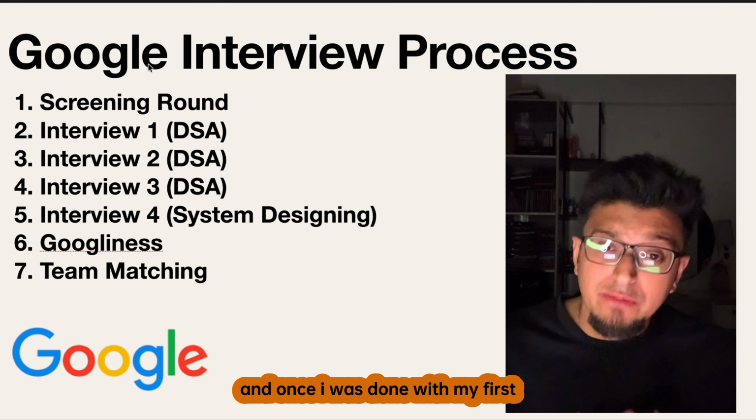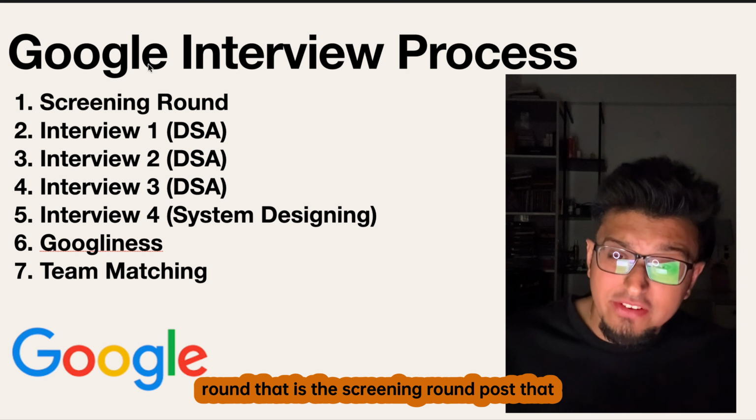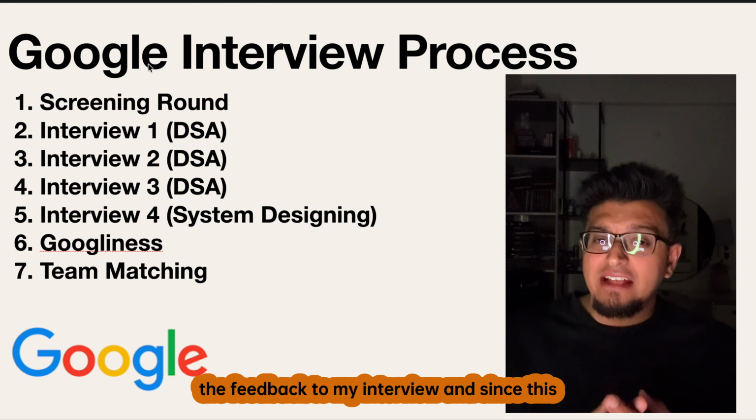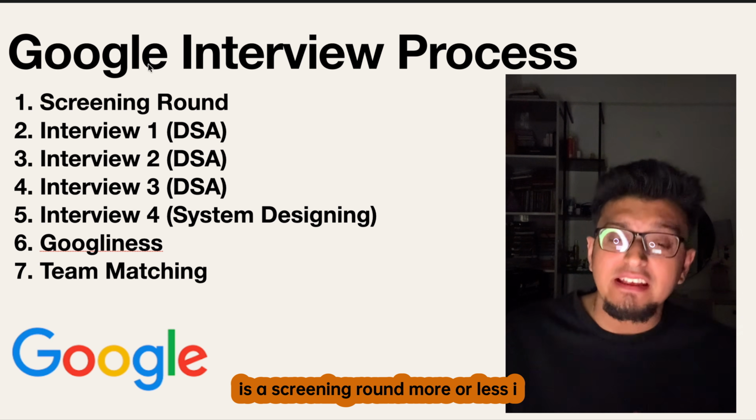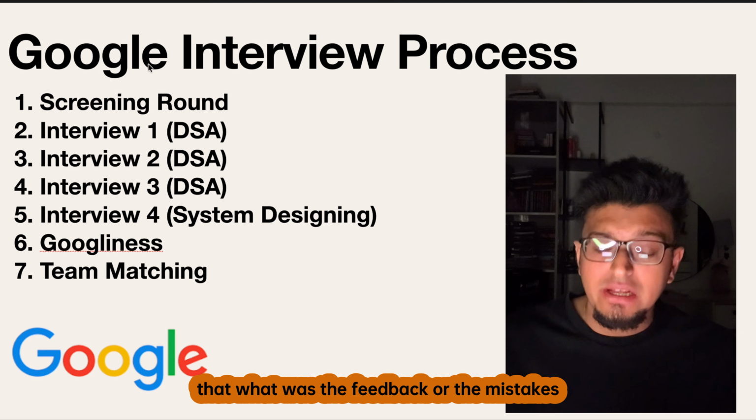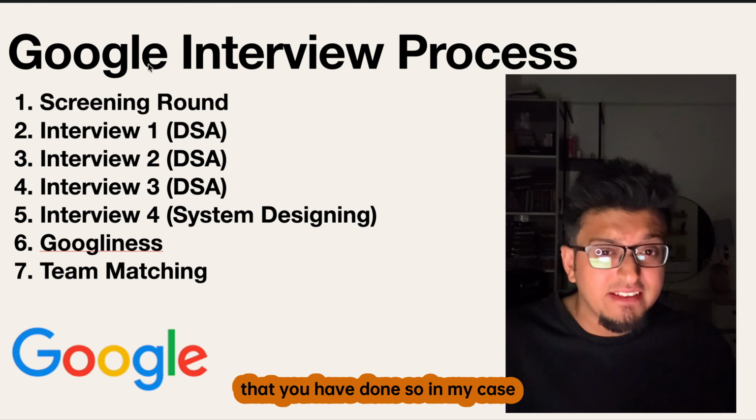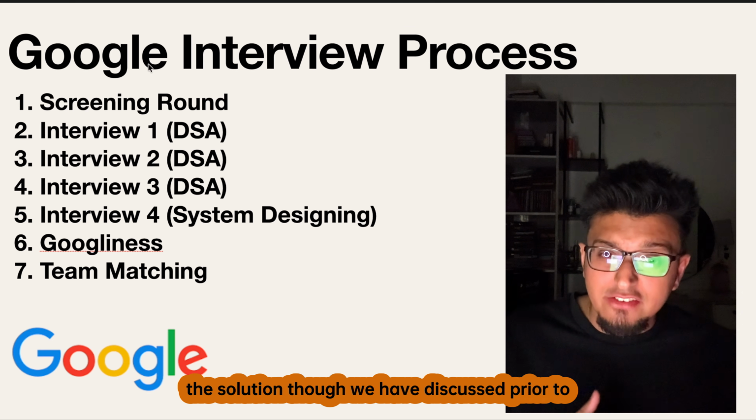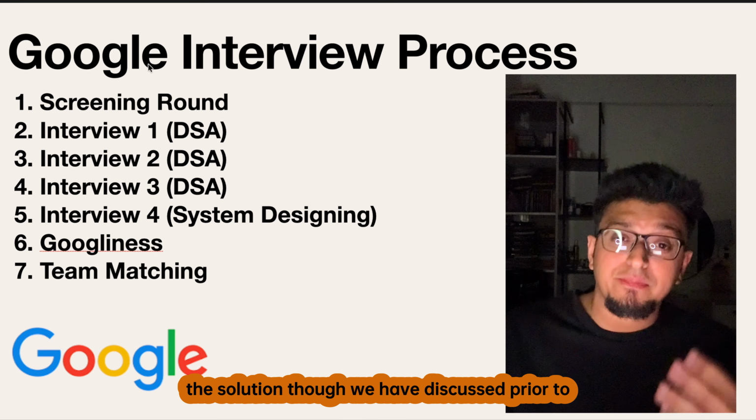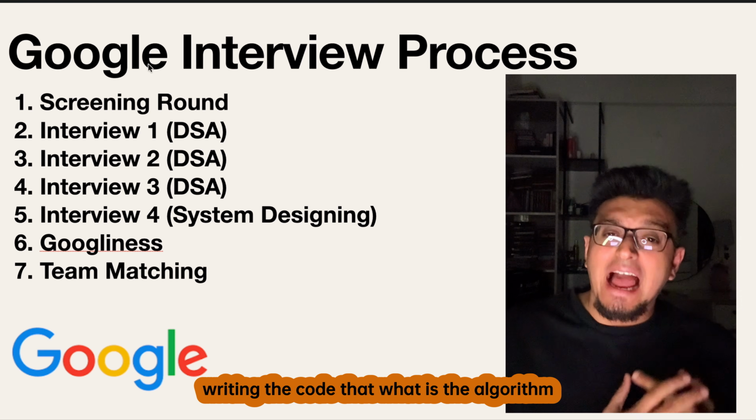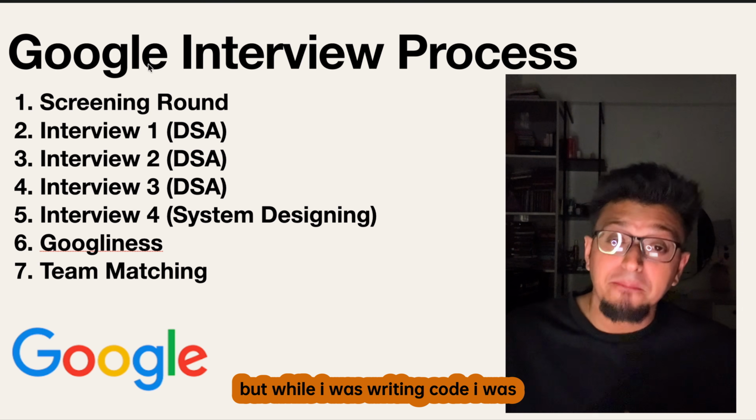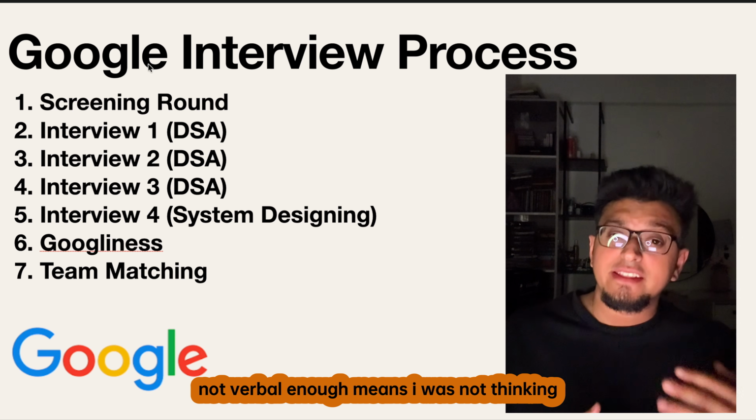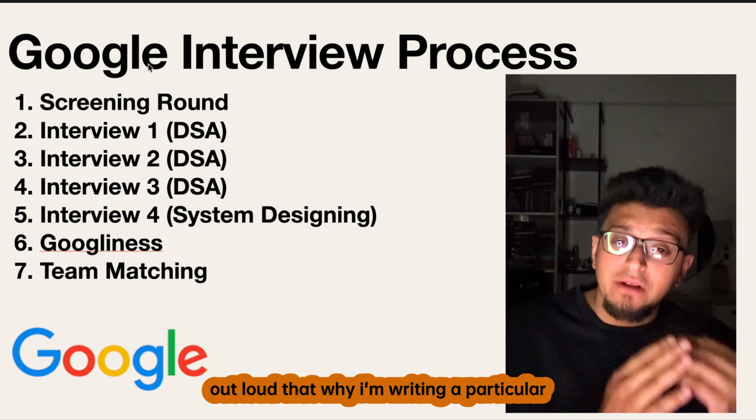Once I was done with my first round, the screening round, I asked the interviewer for feedback on my interview. Since this is a screening round, more or less I have seen that the interviewer will tell you the feedback or the mistakes that you made. In my case, he told me that although we had discussed prior to writing the code the algorithm and approach I would take, while I was writing code I was not verbal enough, meaning I was not thinking out loud about why I was writing a particular line of code.